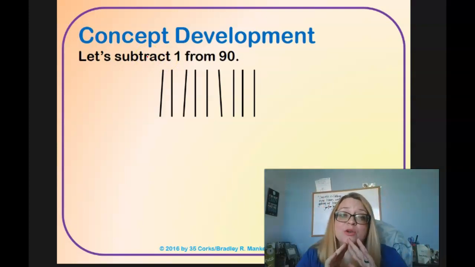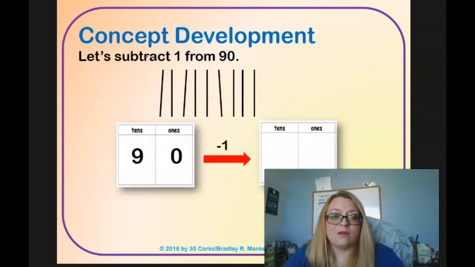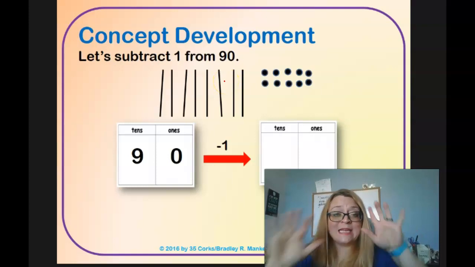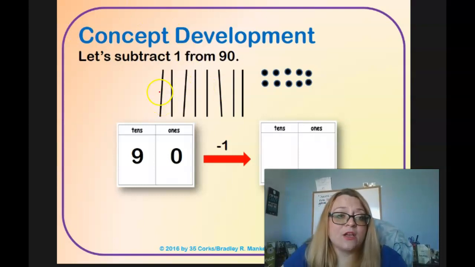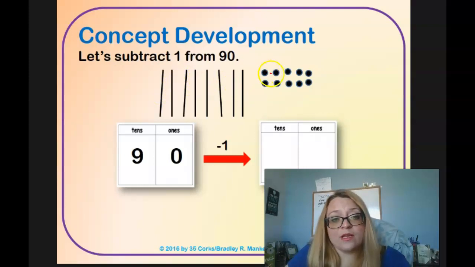So what I'm going to do is erase one of my 10s. Now I only have 80, but I still need 90. So I'm going to turn that 1 ten into 10 ones. So let's check and make sure that I still have 90. So I've got 10, 20, 30, 40, 50, 60, 70, 80, 81, 82, 83, 84, 85, 86, 87, 88, 89, 90.